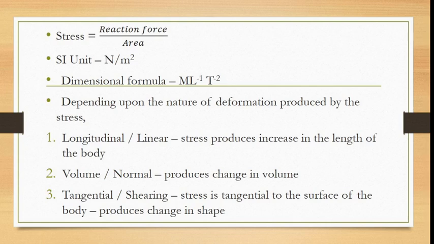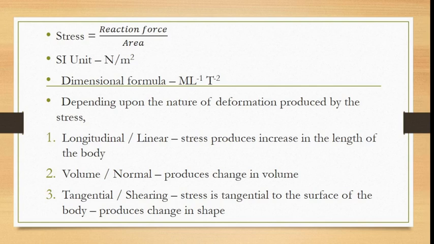If the stress produces an increase in length, it is longitudinal or linear. If it changes the volume of the body, it is called volume stress or normal stress. If it is tangential to the surface of the body so that it changes the shape of the body, then it is called tangential or shearing stress.